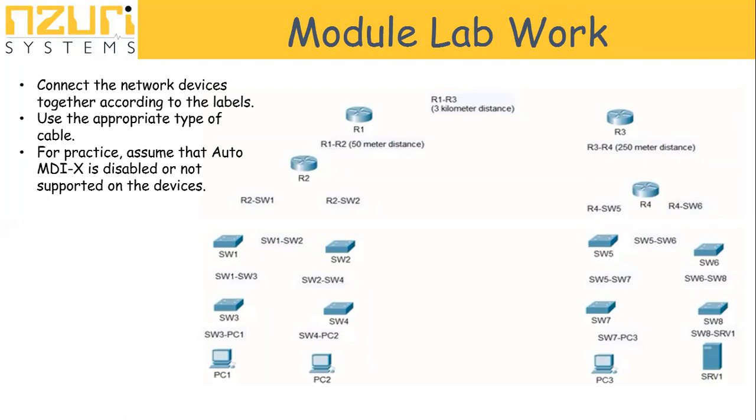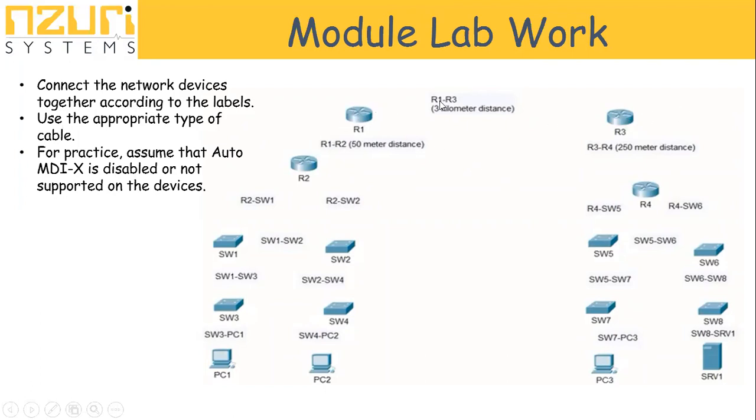Okay, this is our lab work for this particular model. And all it requires you to do is this. We would have to redraw the same thing again, and then we would have to connect. So it says connect the network devices together according to the labels. Use the appropriate type of cables. For practice, assume that auto MDIX is disabled or not supported on these devices. So this looks like a very big topology, but then what it's saying is, this is a router.